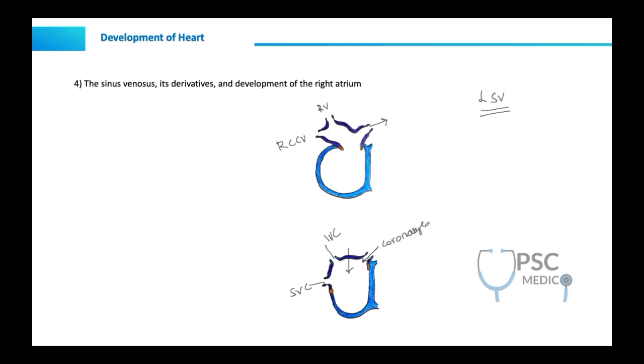Okay, this is a coronary sinus opening and it comes from the left part of the heart, and this is the wall of the right atrium. So the same thing: the sinus venosus takes part in the development of the right atrium.